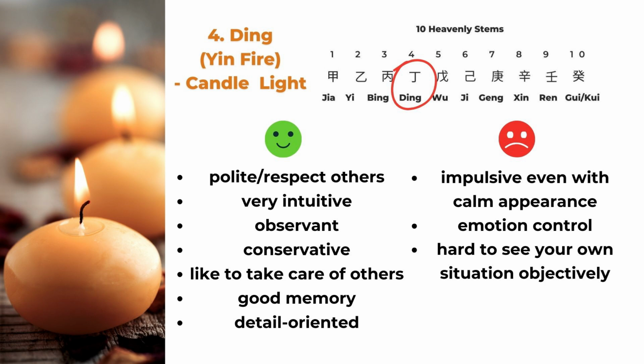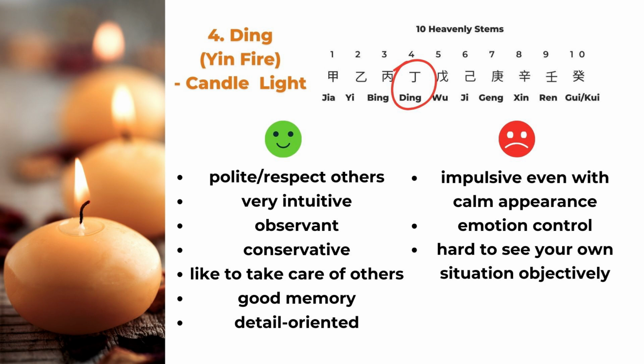And you are more on the conservative type compared to the last type, the Bing type. And both yin and yang type of fire like to take care of other people. For the Ding type, you have good memory and you are more detail oriented compared to the Bing type. So the yin type is usually softer and more flexible. For the negative side, you can still be impulsive inside, even you look calm in appearance. And you can still be moody and getting too emotional sometimes.